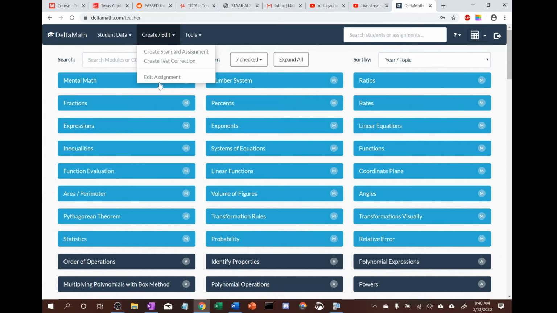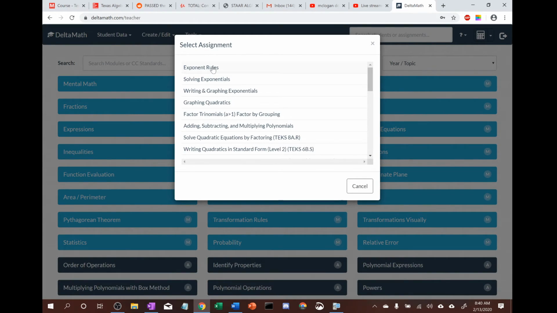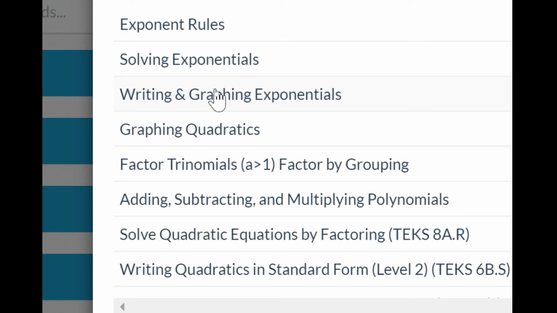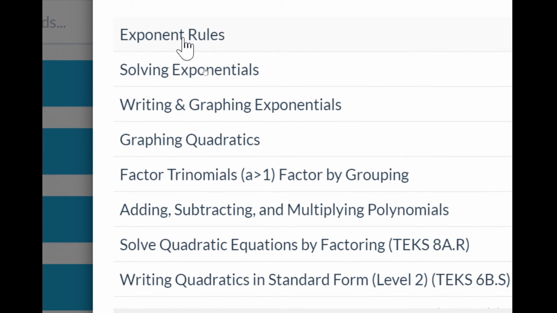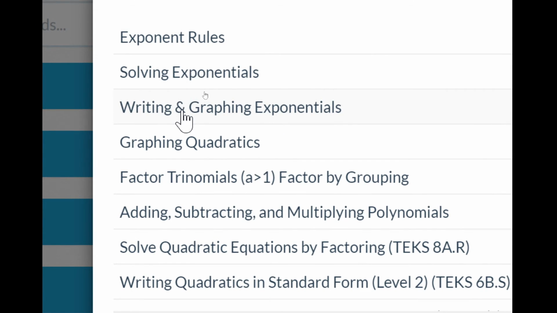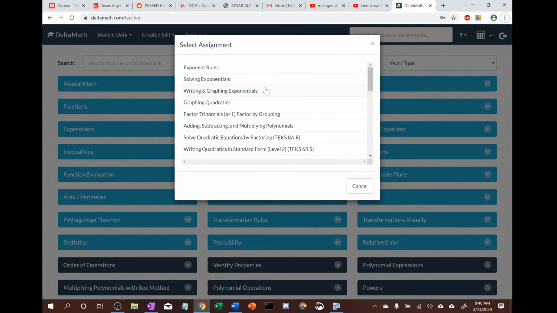All right, so let me show you what assignments you have. Exponent rules, solving exponentials, writing and graphing exponentials. Okay, just these 3. Now, here's how I want you to do this. Do the writing and graphing exponentials and the exponent rules first. Okay, so I don't really care what order you go in. We studied stuff today that you'll need to solve exponentials. But look, this is not hard.